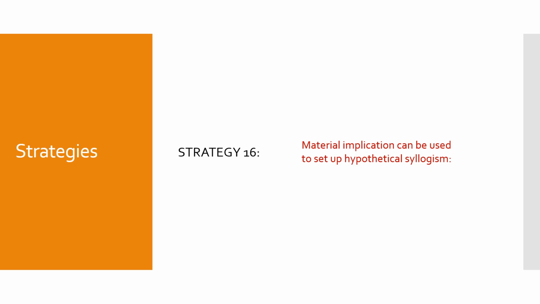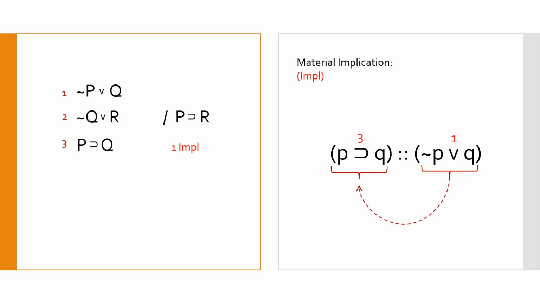So let's start with strategy 16. This is just adding right on top of the first 15 rules. This says material implication can be used to set up a hypothetical syllogism. To offer an example, notice in this case we have it is not the case that P or Q, and it's not Q or R, and the conclusion we're trying to draw is if P then R. Well, the first step in this is to use material implication, and notice what we find from the first line, not P or Q, that can convert into a simple conditional statement, which is if P then Q.